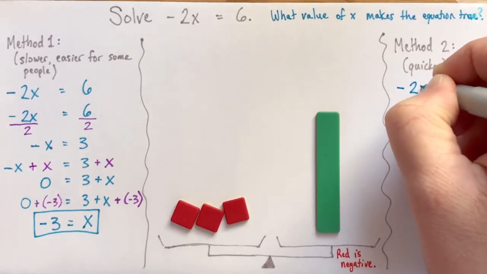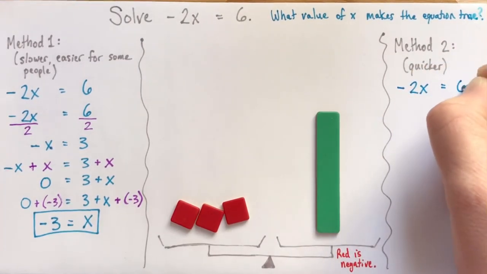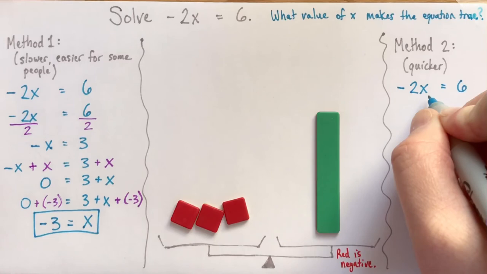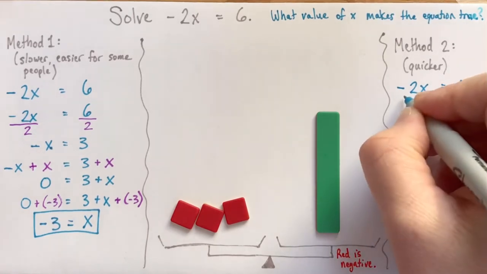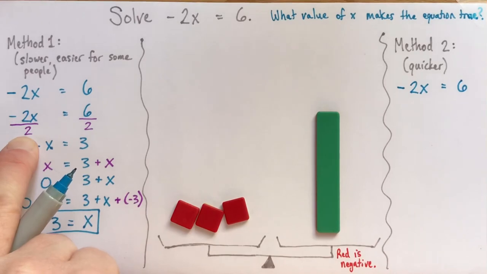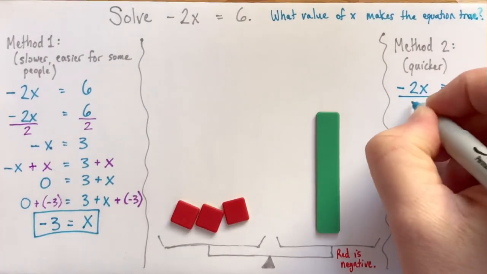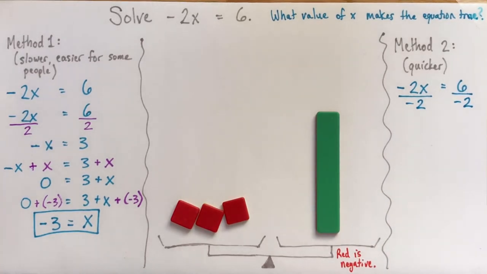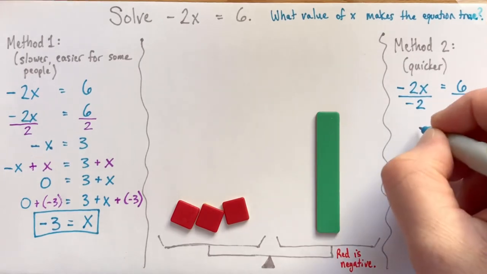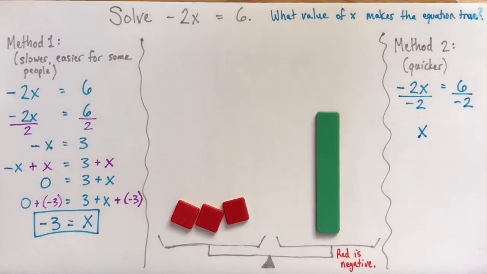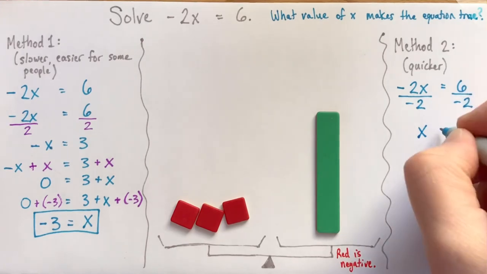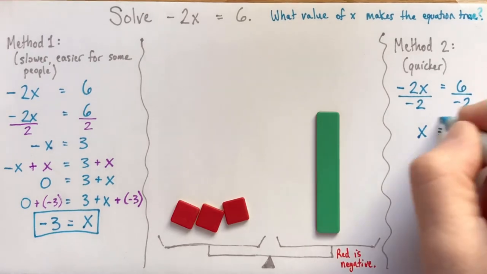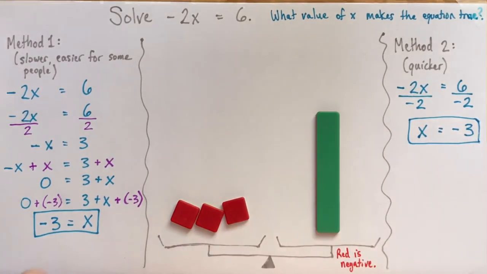So negative 2x equals 6. At this point, we can actually do this in one step. We can divide both sides. Instead of originally dividing by 2, if we divide by negative 2 on both sides, negative 2x divided by negative 2 is x, and 6 divided by negative 2 is negative 3. And that is the same solution we had over here.